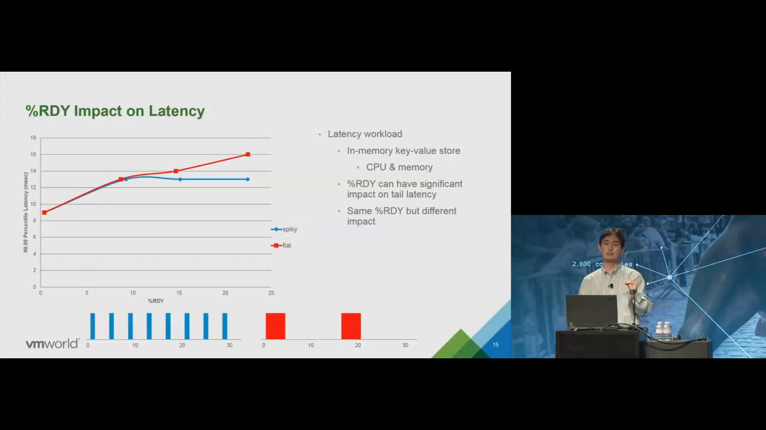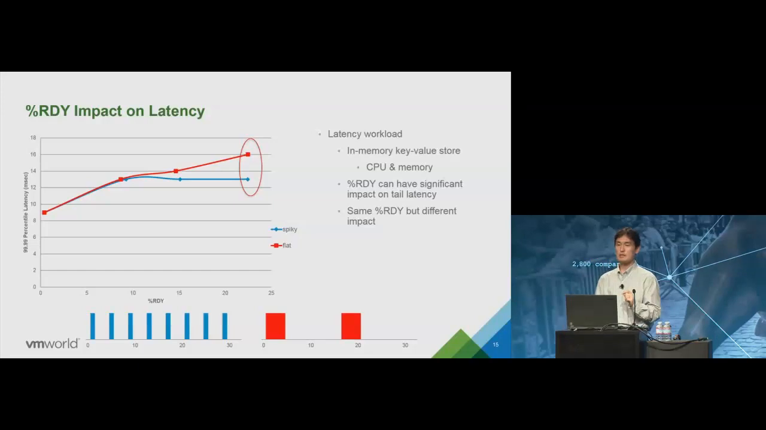So with spiky background workload, the workload becomes busy more frequently, but it stays busy shortly. So it becomes busy and then quickly goes to sleep, and then it becomes busy again. And flat workload is, you can see the red bar, it becomes busy less frequently, but it stays busy longer. Okay? And I tweak the load so that both data points have similar ready time. If you see the rightmost data points, in both cases ready time is about 23%.